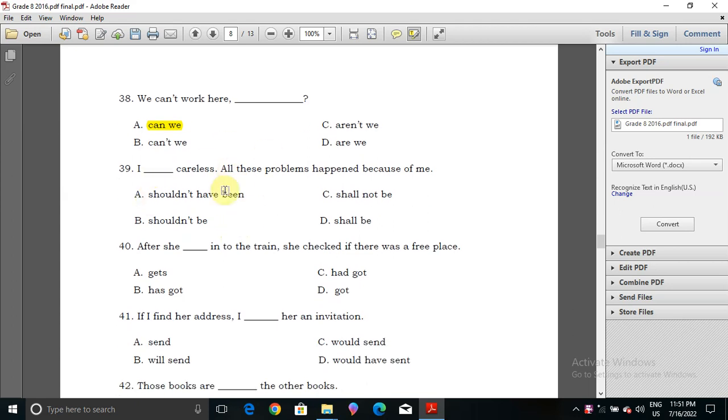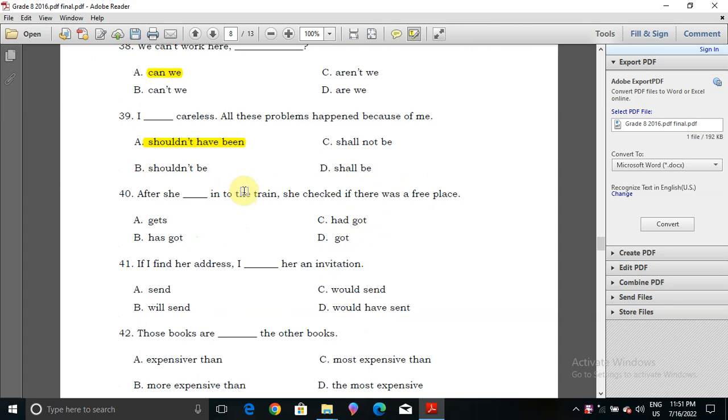Now question number 39: I dash careless. All these problems happen because of me. Now something is regret, right? So that means we are going to use the verb of regret, which is I shouldn't have been careless. All these problems happened because of me. Shouldn't have been is the regret thing.